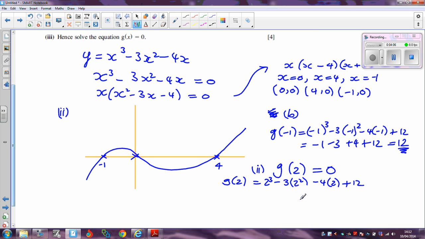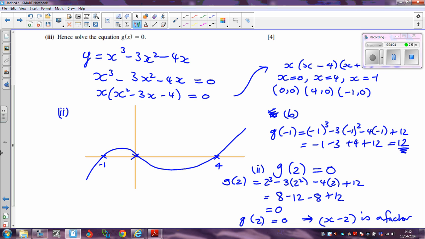Well, that's the same as 8 minus, well, 3 fours are 12, minus 8, and then plus 12. And we can see easily that that's equal to 0. So g of 2 is equal to 0, which means that x minus 2 is a factor. So x minus 2 is a factor of g of x.